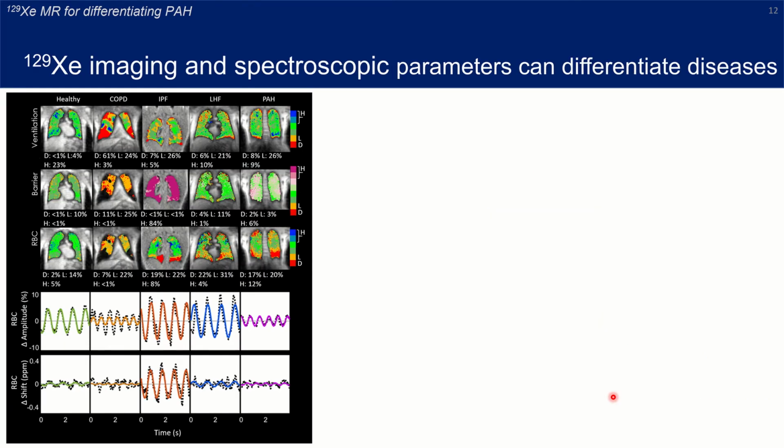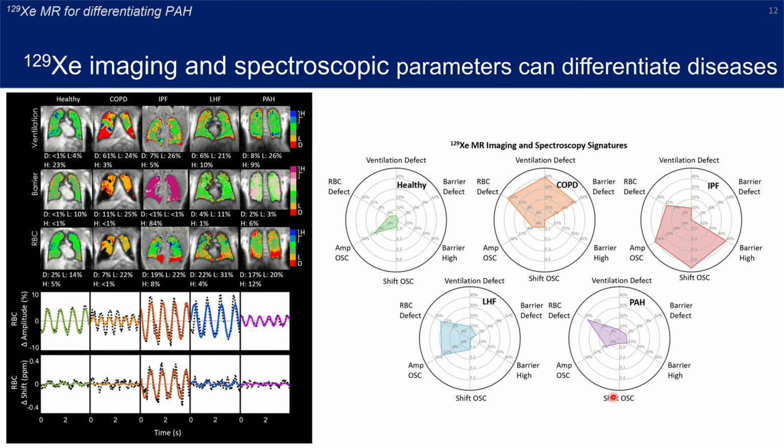So if we combine xenon MRI imaging at the top left with our xenon MRI dynamic spectroscopy at the bottom left, what we end up with is a panel of parameters that we can use to develop unique signatures for different disease states. If we plot these parameters out on a radar plot, as you can see here on the right, you can see that each disease state really has a different signature.